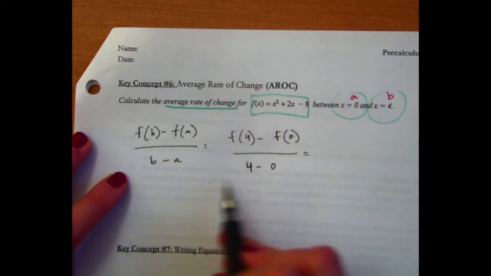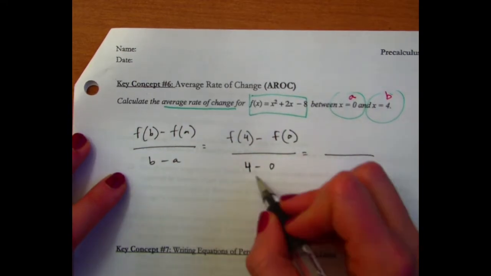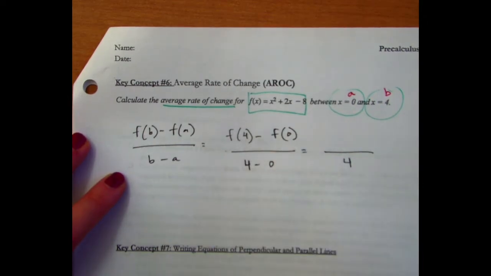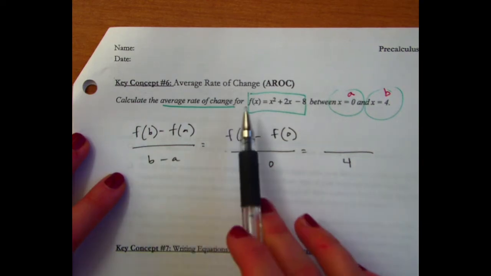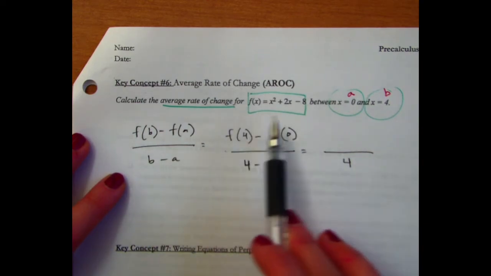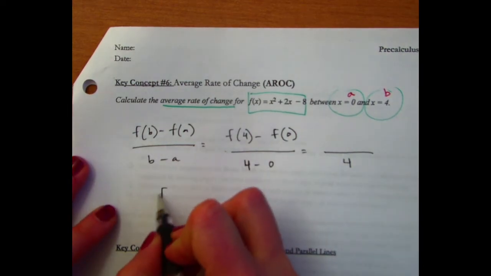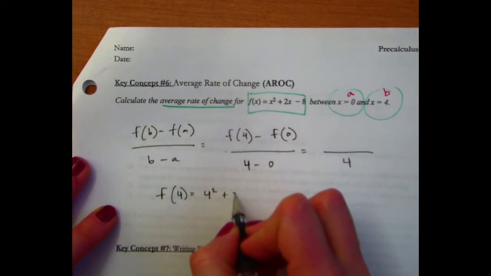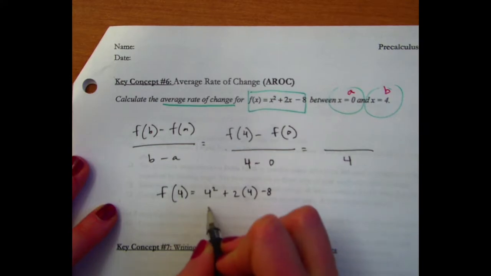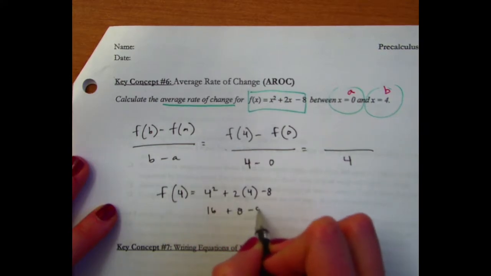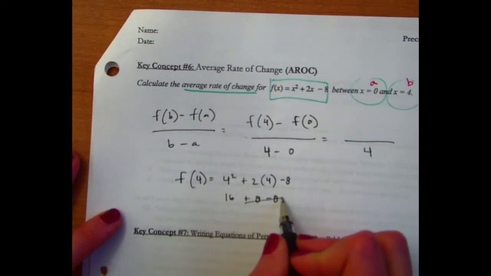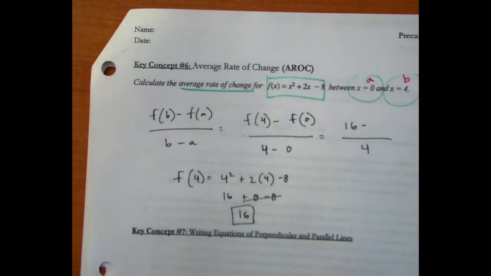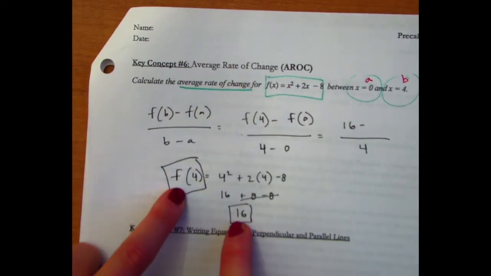Then to evaluate f of 4 and f of 0, I'm going to have to think back to key concept number 1 and use this function notation and this equation to evaluate. So f of 4 to start, and use this equation, 4 squared plus 2 times 4 minus 8. That's 16 plus 8 minus 8. Plus 8 minus 8 cancels out, so I'm just left with 16. So I'm going to plug in 16 here, because f of 4 is equal to 16. Therefore, in my equation, I can replace f of 4 with a 16.